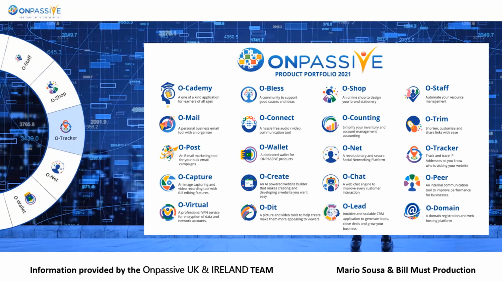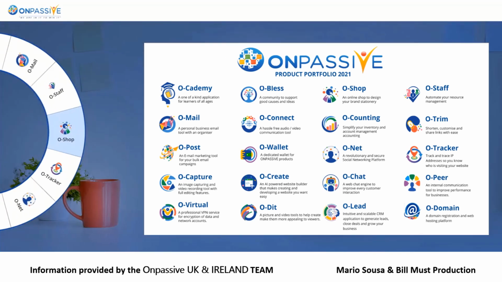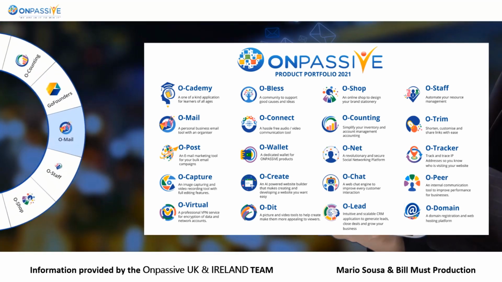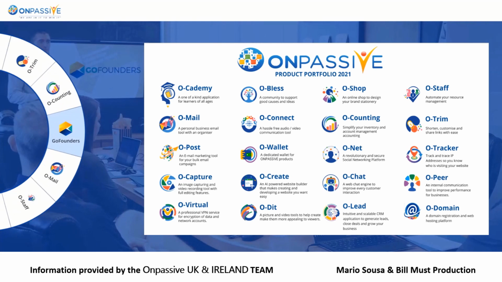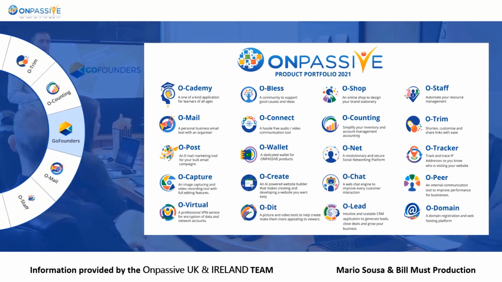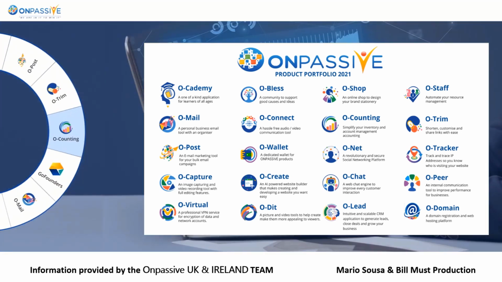Counting, simplify your inventory and account management accounting. Trim, shorten, customize, and share links with ease. Post, an email marketing tool for your bulk email campaigns. Wallet, a dedicated wallet for Onpassive products. Net, a revolutionary and secure social networking platform. Tracker, track and trace IP addresses so you know who is visiting your website.